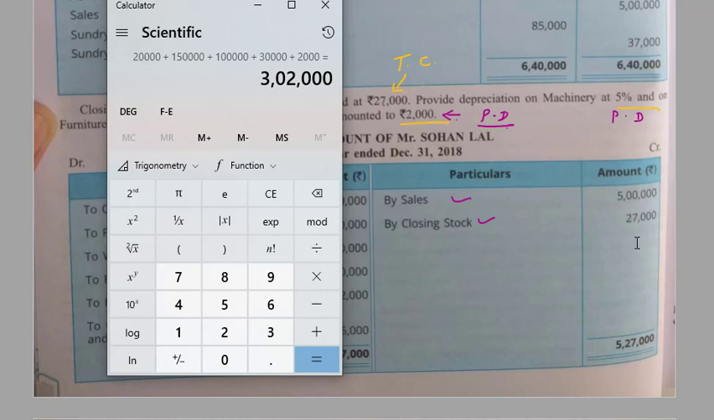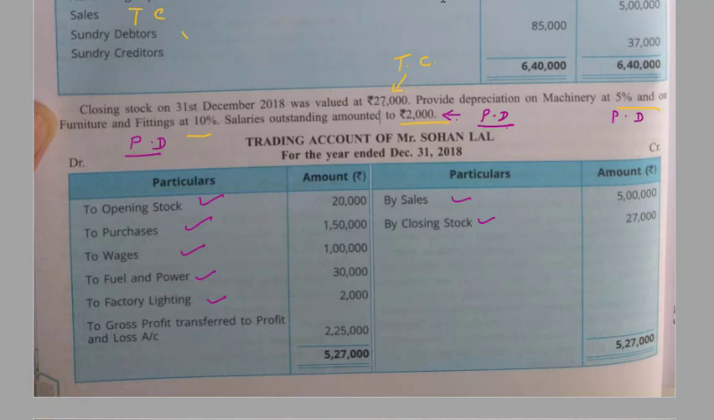So which side is more? This credit side is more, 5,27,000. So the difference is 2,25,000. So this 2,25,000 is what? 2,25,000 is your gross profit. So you will write gross profit transferred to the profit and loss account, and this amount is 2,25,000. So now you total it, you will get 5,27,000, and here also it is 5,27,000.